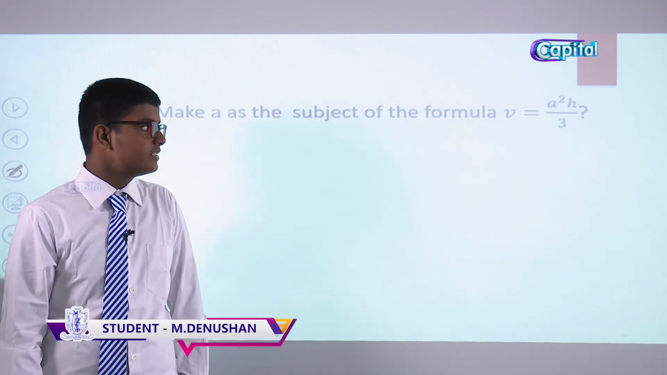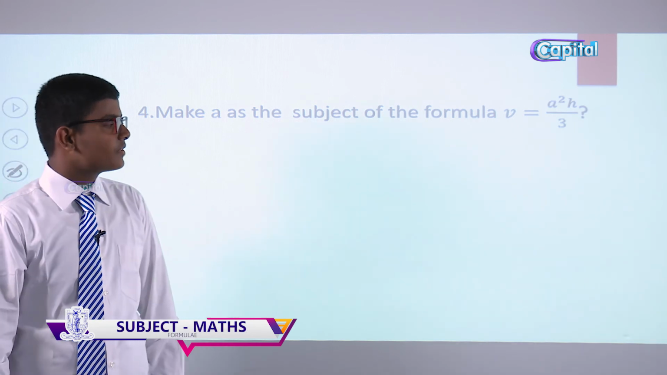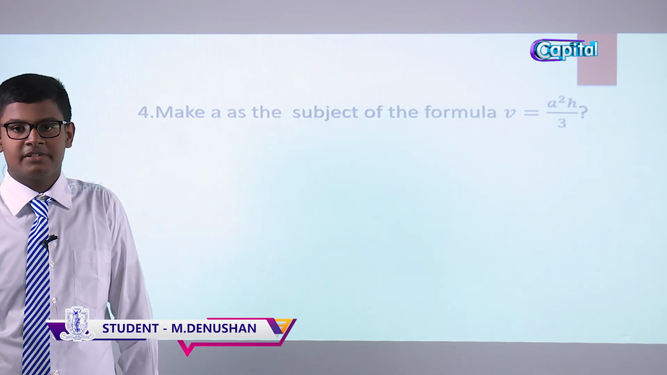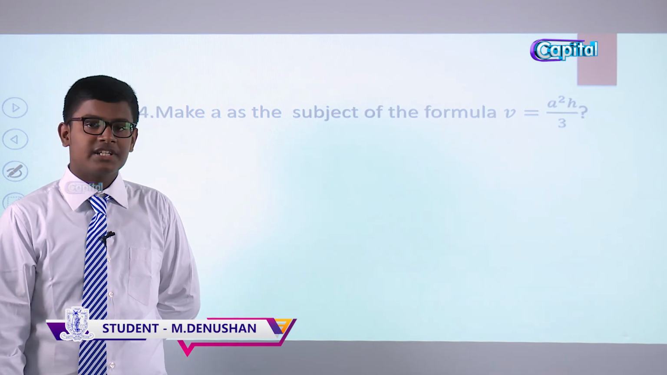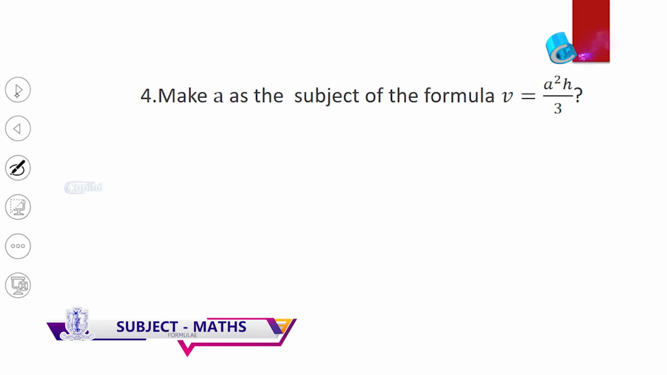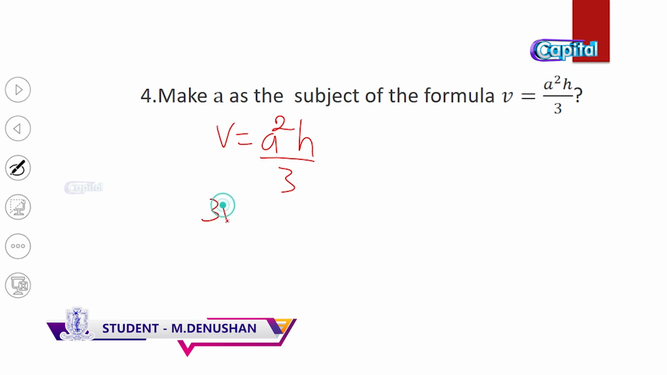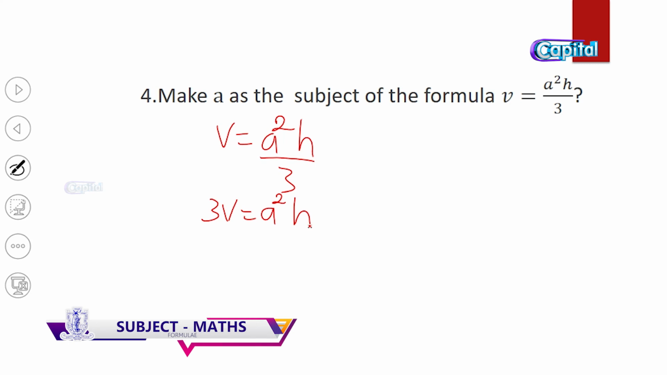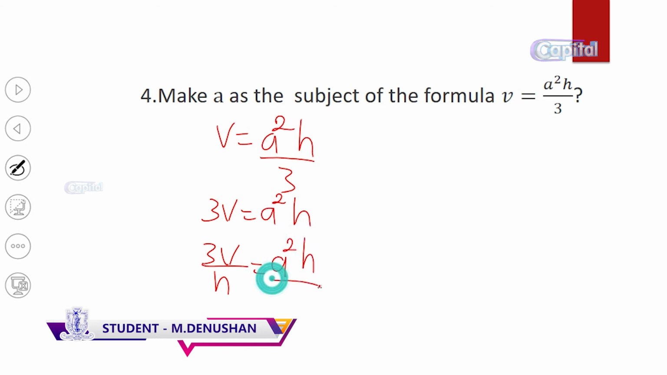We have to make a the subject, but a is multiplied by another a and h, and totally divided by 3. First we have to make a squared h the subject. For that purpose we have to multiply by 3 on both sides, and by simplifying we obtain that... then we have to make a squared the subject. For that purpose we have to divide by h on both sides. By simplifying we obtain the answer a squared is 3v over h.